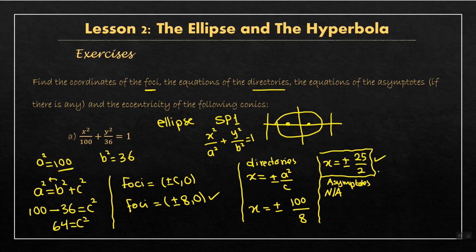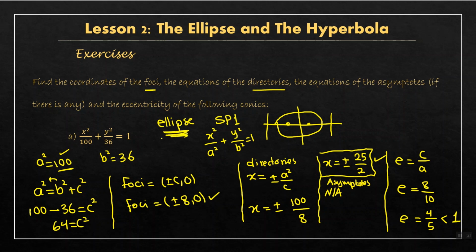Okay, what else? They want the eccentricity. So the eccentricity is equal to c over a. How much is c? C is 8. We found it before. How much is a? A is 10. It's the square root of 100. A squared is 100, so a is 10. And the eccentricity is 8 over 10, which, after cancelling by 2, is 4 over 5. 4 over 5 is less than 1, which emphasizes that this is an ellipse. Okay, because the eccentricity is less than 1.